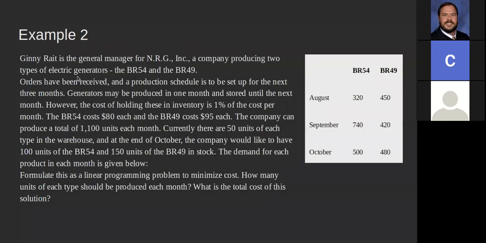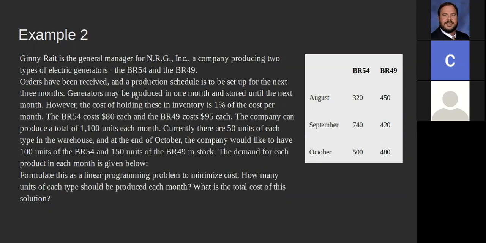And I have a second example too, which is: Jeannie Reid is the general manager for NRG Inc. And the company is producing two types of electric generators, which are BR54 and BR49. Orders have been received, and a production schedule needs to be set up for the next 3 months. So we're going to make the production schedule for the next 3 months. And here are some of the factors we want to be aware of.